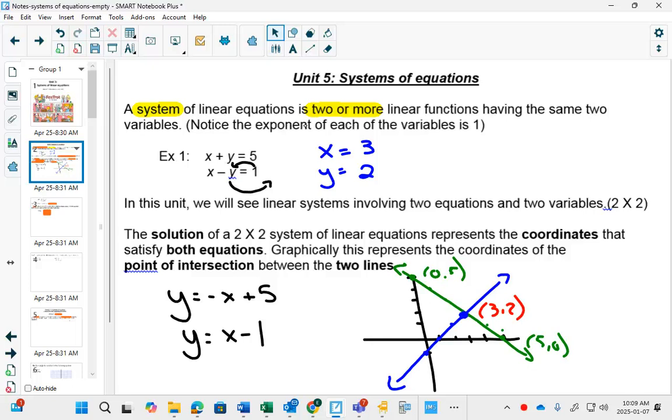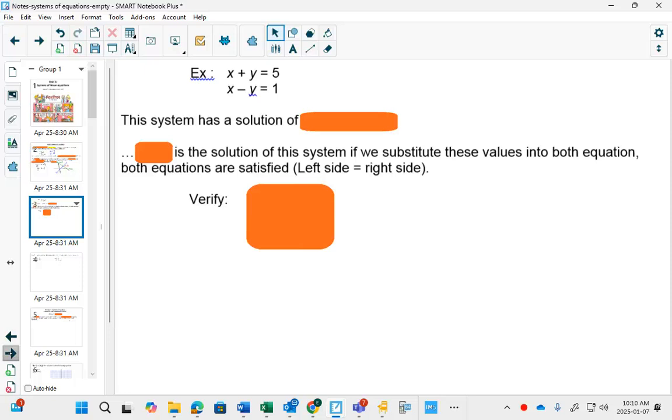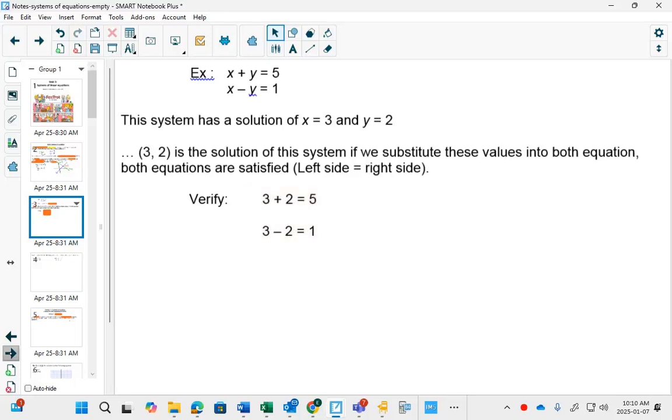Part of the problem with drawing it by hand and not using graph paper is that your scale might be a little bit off and hard to see exactly where they cross. But if you had graph paper and did it very accurately, then you could find out where they cross easily. So this system we already figured out had a solution of 3 and 2, and we would write that as the coordinates. 3, 2 is the solution. And if we verify it, both equations work.